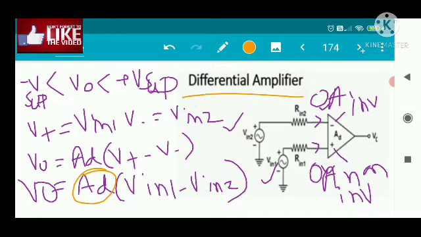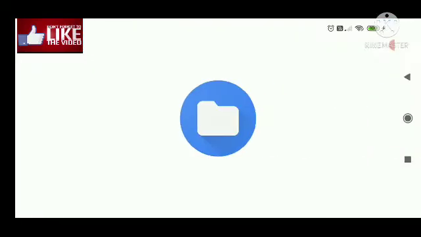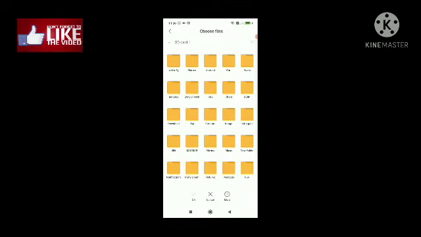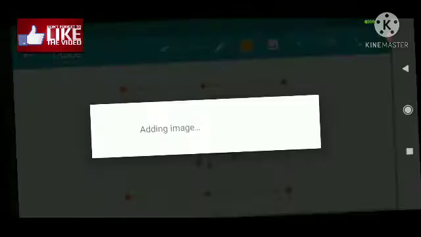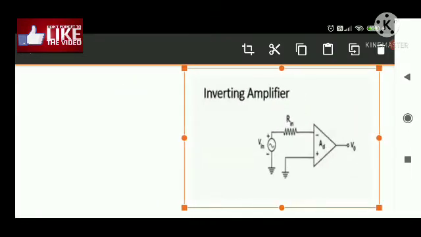Now, as I have said, this is the inverting input, and this is the non-inverting input. So the op amp can also be operated in these two configurations, inverting amplifier and non-inverting amplifier. What we mean by the inverting amplifier and by the non-inverting amplifier, we will discuss. Before that, quickly I am just importing the diagram of the inverting amplifier. Okay, so this is the diagram of the inverting amplifier. You can see this is a very easy diagram.